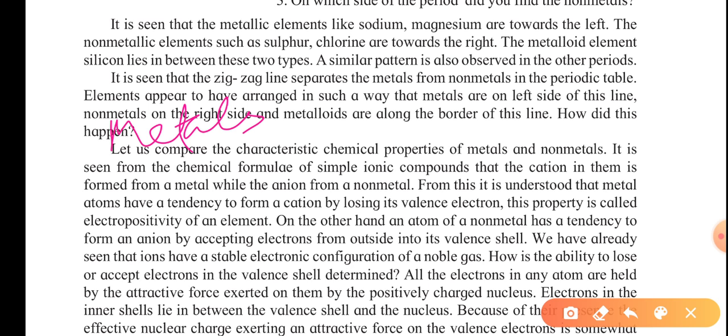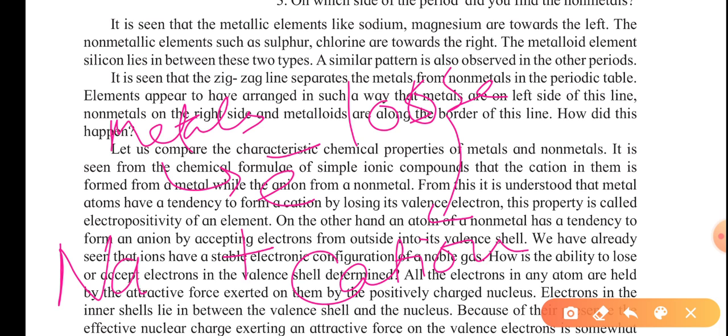Metals have the ability to lose electrons. They want to lose the electron to form a cation. If they lose the electron, they form a cation, and in the previous classes I have shown that a cation has a positive charge. So sodium is a metal and when it loses the electron, it becomes Na+.